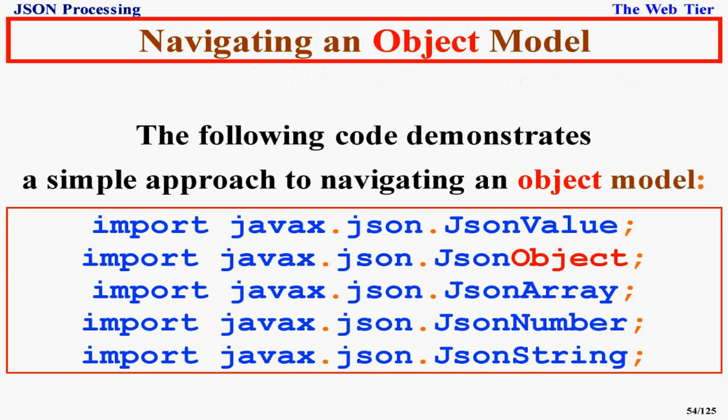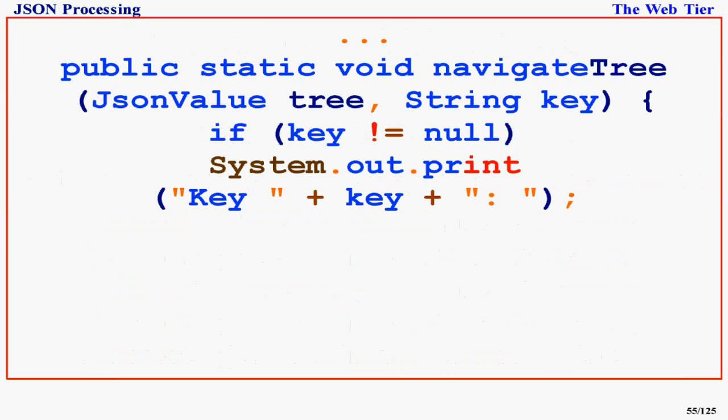Navigating an object model. The following code demonstrates a simple approach to navigating an object model. import javax.json.JsonValue; import javax.json.JsonObject; import javax.json.JsonArray; import javax.json.JsonNumber; import javax.json.JsonString; public static void navigateTree(JsonValue tree, String key) { if (key != null) System.